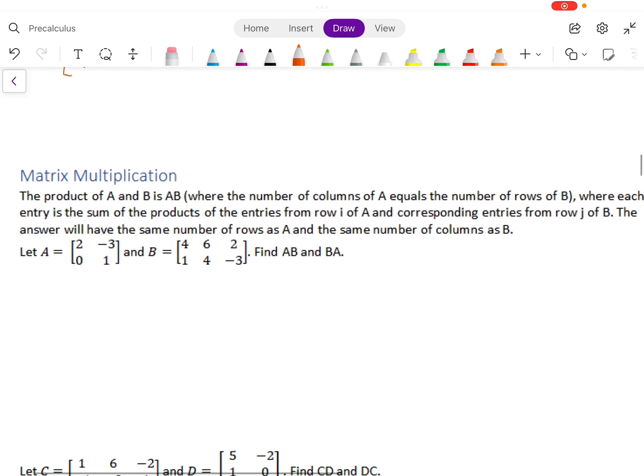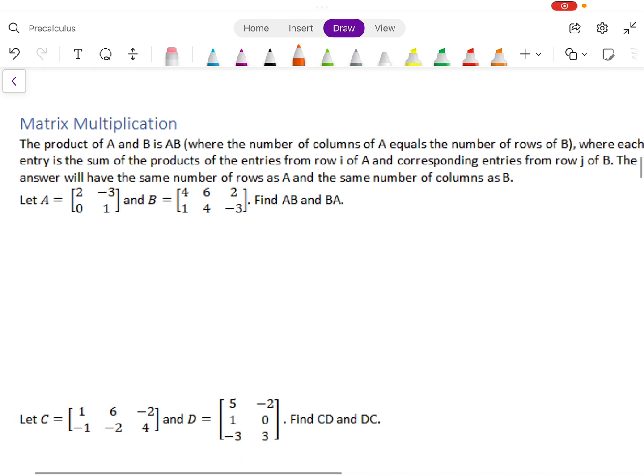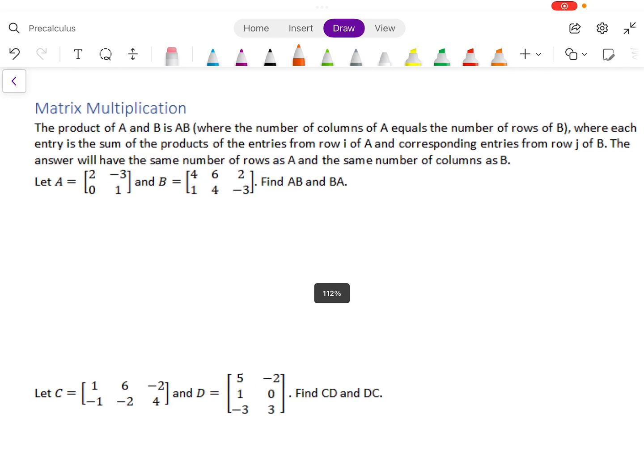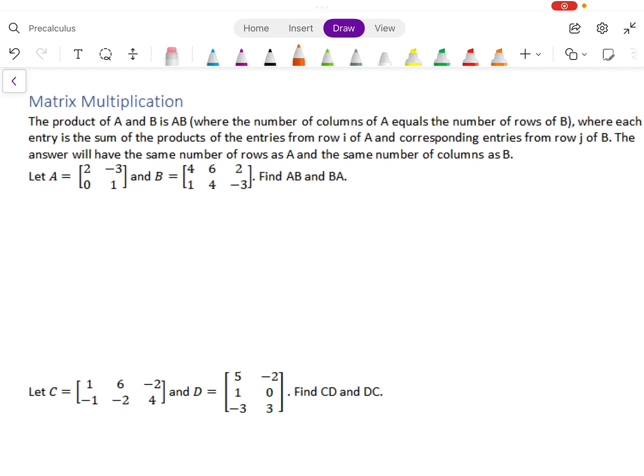Next, we're going to get to matrix multiplication. Matrix multiplication is a little more complicated. You can see all this writing here. It says the product of A and B is AB, where the number of columns of A, columns of the first one, must equal the number of rows of the second. So the columns of the first must equal the rows of the second. Before we can even think about multiplying, that has to be true.